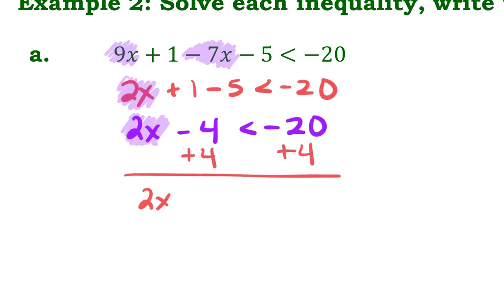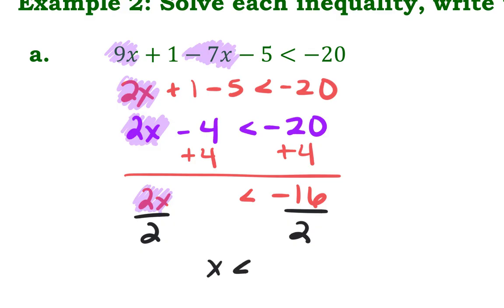-16. All right, so we have -16. And then what do we divide by as the last step? 2x. We divide by 2. Good. We divide by 2. All right, so x is less than -8. Did you divide by a negative? No. Is the x on the left side? Yeah, so you're good. You're done.